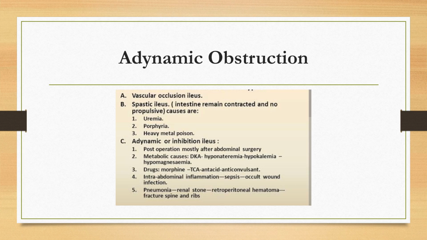Then adynamic ileus, it occurs post-operatively, mostly after abdominal surgery. Sometimes the gut remains in the ileus. Then we have the metabolic causes like DKA, which is diabetic ketoacidosis, hyponatremia, hypokalemia, and hypomagnesemia. Certain drugs like morphine, TCAs, antacids and anticonvulsants. Then intra-abdominal inflammation like sepsis or wound infection. These all lead to ileus. Then pneumonia, renal stone, retroperitoneal hematoma, fracture spine and ribs. These are the other causes of adynamic obstruction.